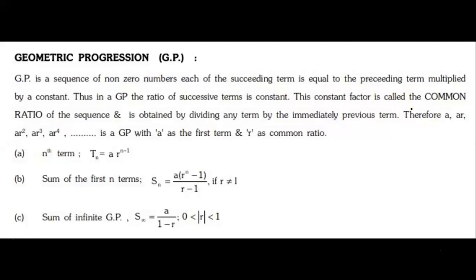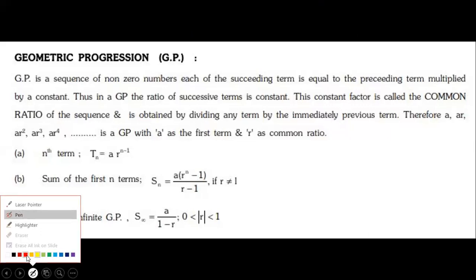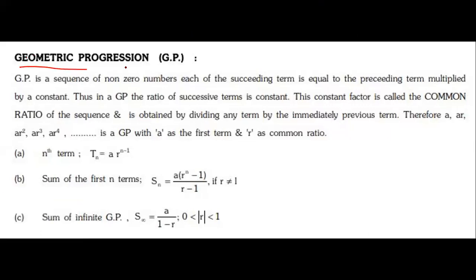Dear students, yeah, thank you, Kavya. Dear students, this is a new chapter concept. See, what is that? The geometric progressions. What are the geometric progressions? GP is a sequence of non-zero numbers where each of the succeeding terms is equal to the preceding term multiplied by a constant. So simply, it is the ratio of two consecutive terms. Simply this is the simple definition.